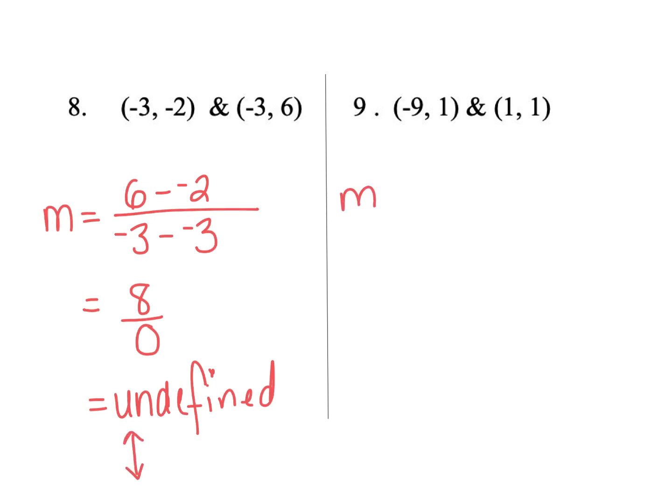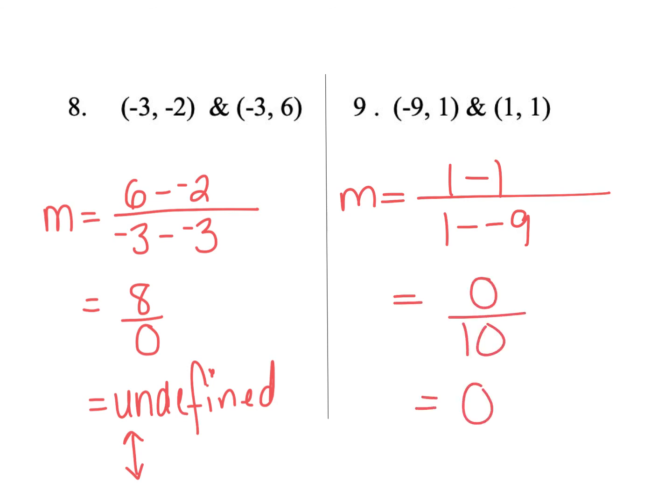All right, number 9, quickly, let's do our formula. On the top, we have 1 minus 1. On the bottom, 1 minus negative 9. So this would be 0 over 10. Well, 0 in the numerator is 0. So what would this line look like? It would be completely horizontal.